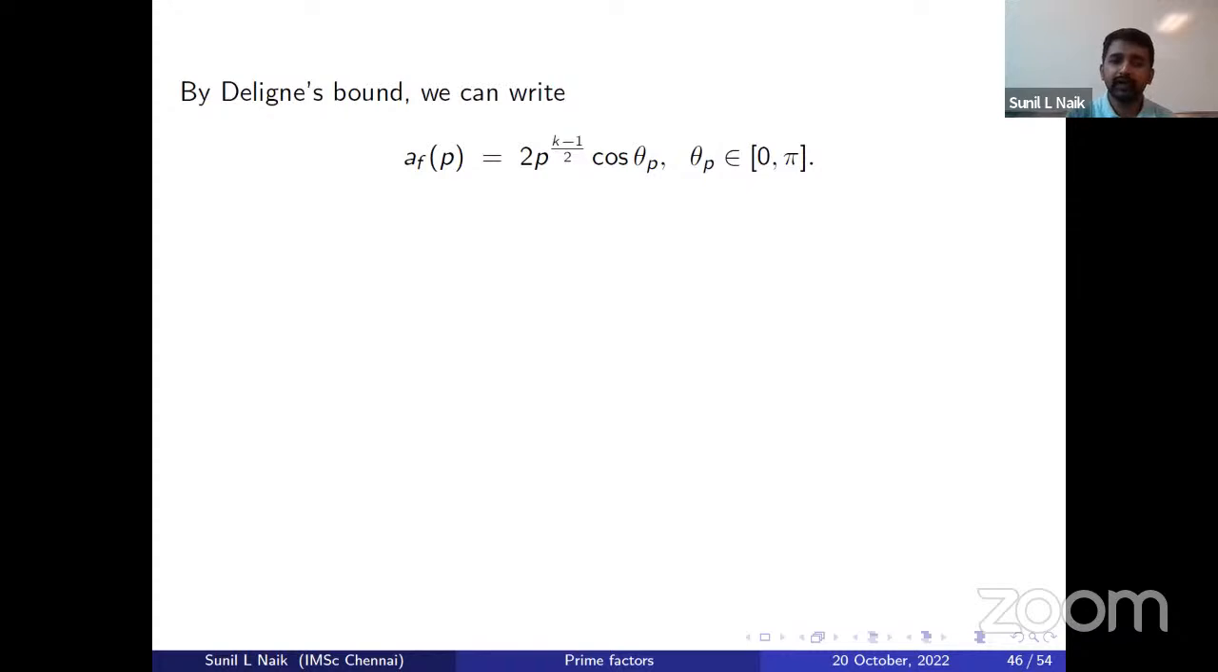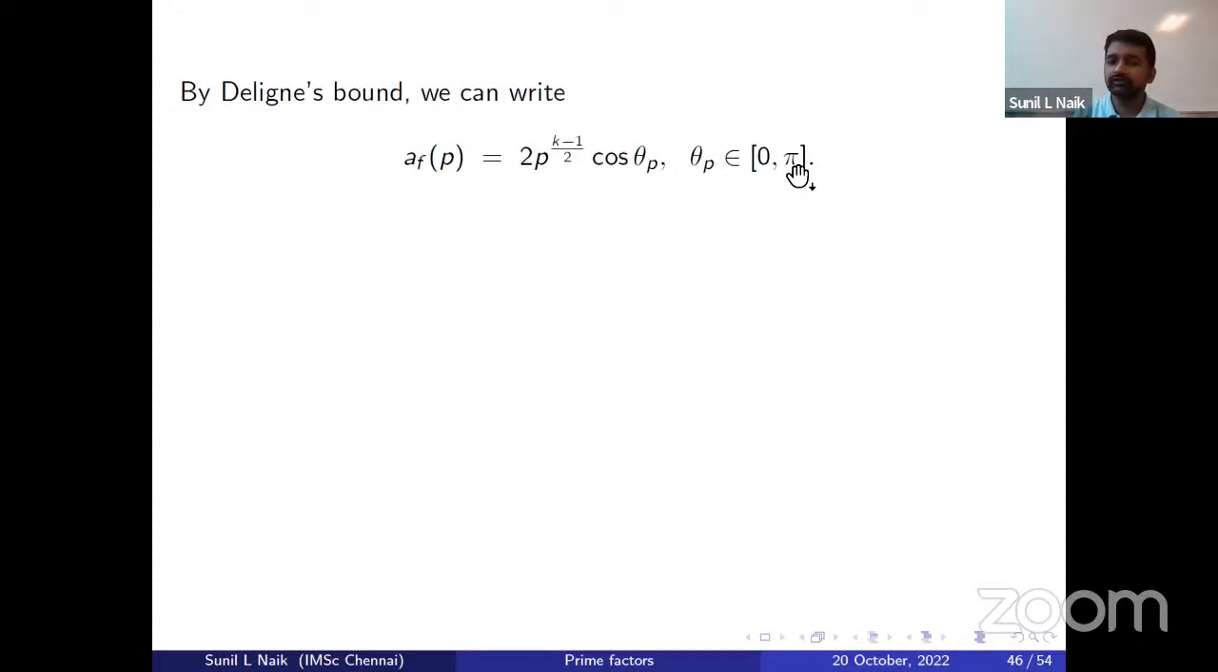By Deligne's bound, we have the absolute value of a_f(p) is less than or equal to 2 times p to the power (k minus 1) by 2. So we can write a_f(p) is equal to 2 times p to the power (k minus 1) by 2 times cos theta_p. Here theta_p belongs to the interval [0, pi].